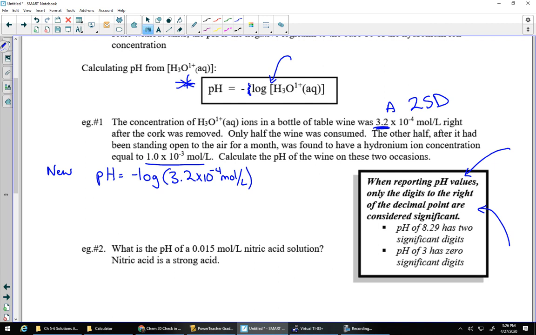For pHs, here's where it gets a little tricky. For pH, only the digits to the right of the decimal point are considered significant. So for example, 8.29 has 2 significant digits, whereas 3, there's nothing after the decimal place, has no significant digits. So a pH of 8.29, that's 2 significant digits. Only after the decimal place counts.